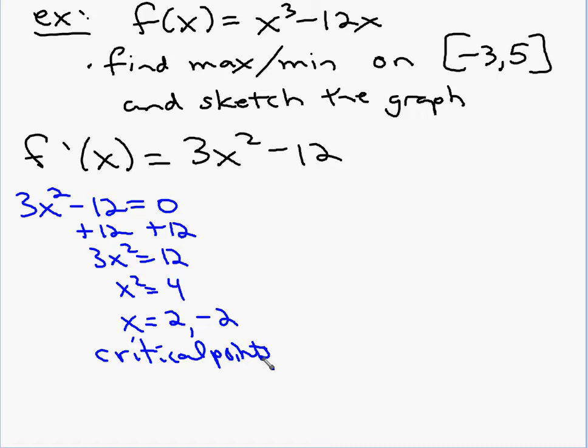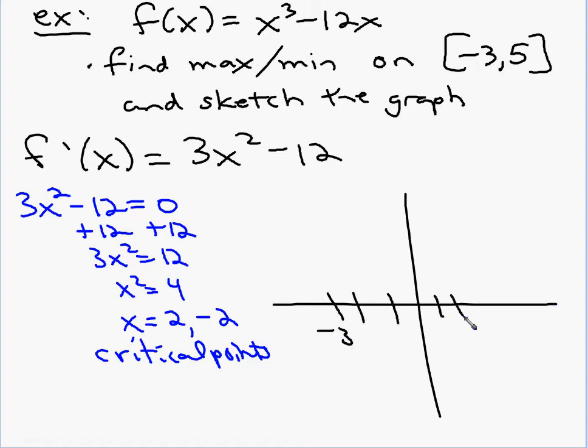Critical points. Now, what are those places? Those are places where the slope of the tangent line is equal to 0. We didn't have anything screwy going on with this one. So now what we want to do is we've got some endpoints here. We've got negative 3 and we have positive 5. All right? Now, can't I find out what the value of the function is at those places?